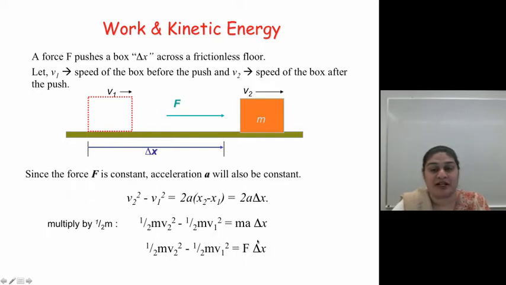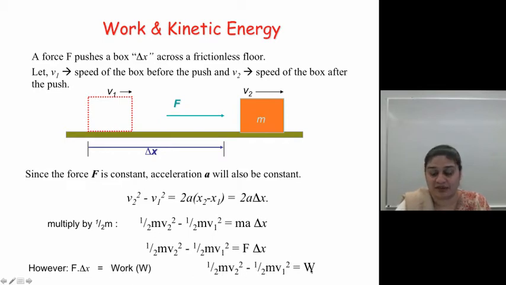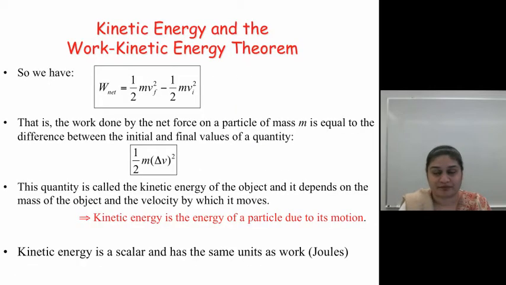What is F delta x now? Absolutely, it is the work. So in other words, the above expression can be written as 1/2 m v2 squared minus 1/2 m v1 squared equals work. This is what is known as the work kinetic energy theorem. So we will now have that the net work done by the net force on the particle of mass m equals 1/2 m vf squared minus 1/2 m vi squared. This quantity, 1/2 mv squared, is what we are going to call kinetic energy.